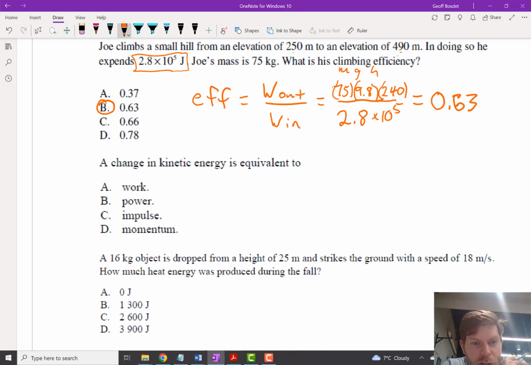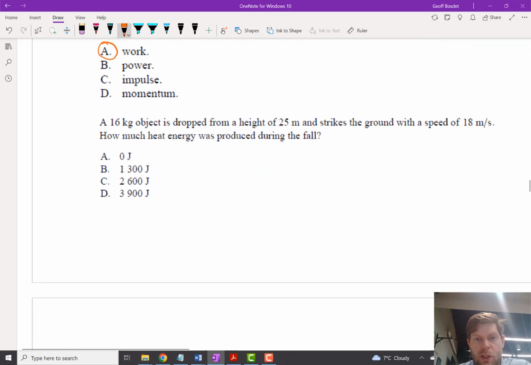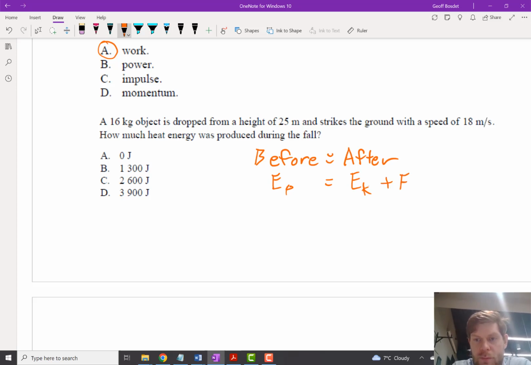Change in kinetic energy is equivalent to work. Work is just change in energy. A 16 kilogram object is dropped from a height of 25 meters and strikes the ground with a speed of 18 meters per second. And we want to know how much heat energy was produced during the fall. Well, it sounds like a before equals after to me. Before, you've got EP, it's up. After, it is moving right before it hits the ground, plus it's hot. Some of the initial potential energy has become thermal through friction.